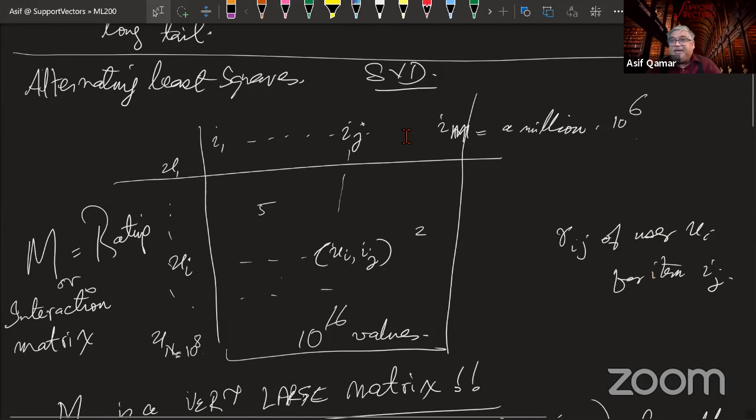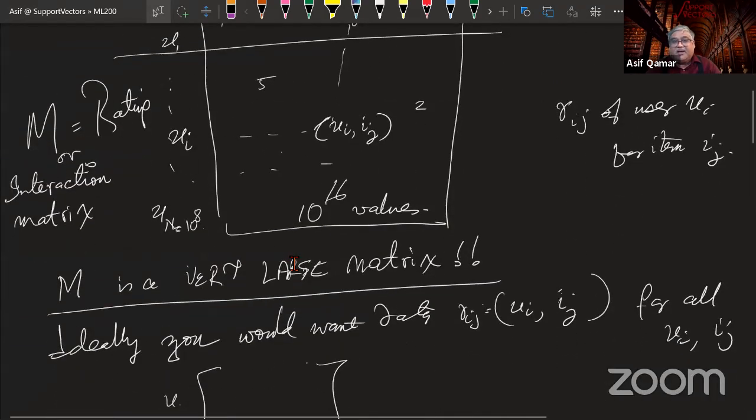The interaction matrix here, guys, give me 1 second. My room has gotten a bit too hot. I'll turn on the AC.